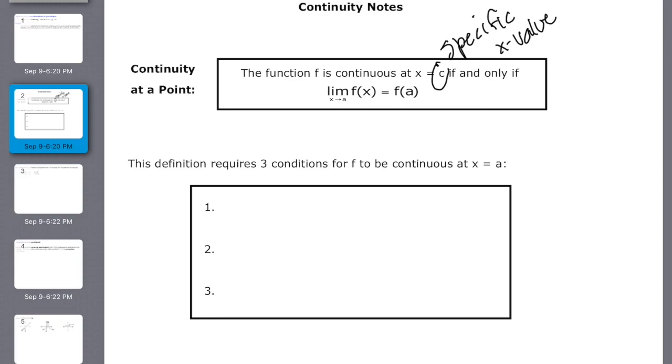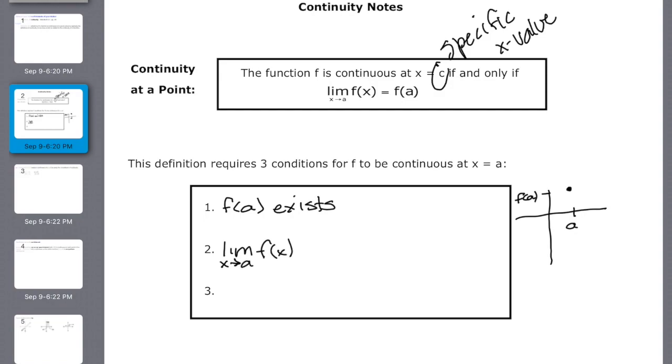So there's really three requirements or three conditions for us to say that f is going to be continuous at a. The first one is that f of a actually exists. So let's say we have a graph. Let's say that this is A. So we know we have a definite point at f of A. Second thing, the limit as x approaches A of f of x exists.